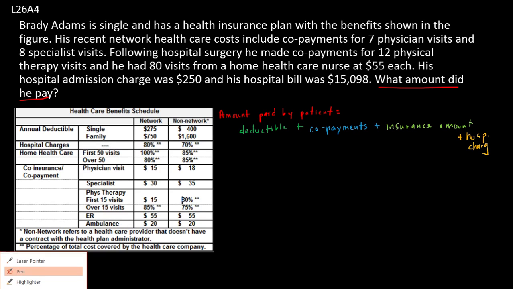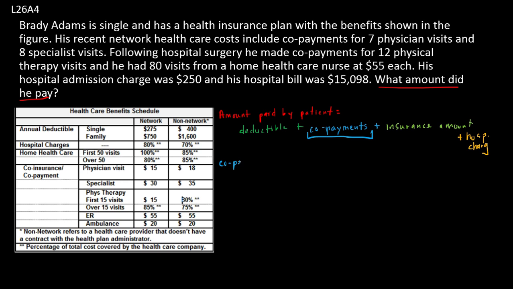Okay, so now we'll take it piece by piece and figure out the cost of each of these items. I'm going to start with co-payments because that one to me is the most involved and I like to tackle the harder ones first. So let's start by figuring out our cost of co-payments. Now, as I said, co-payments include those visits from the physician, the specialist, the physical therapist, and the nurses. So we need to find out the individual cost for each type of healthcare worker that saw this patient. Let's start with the physician.